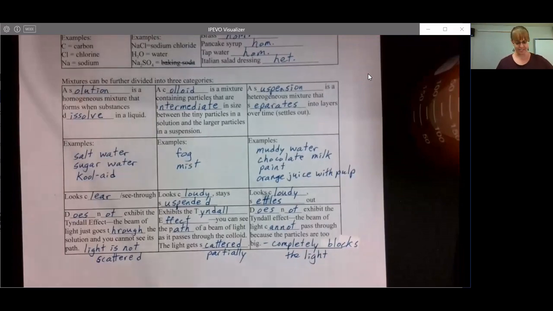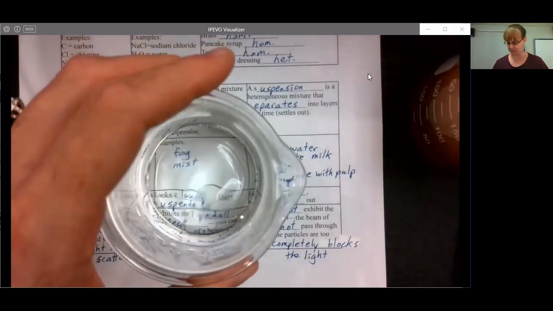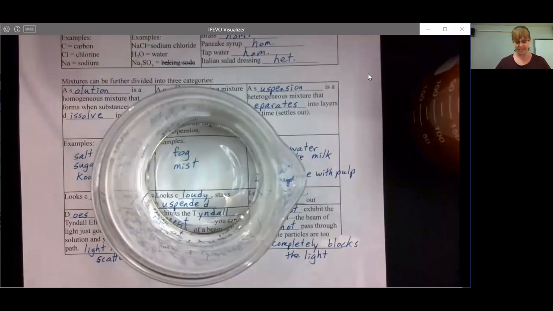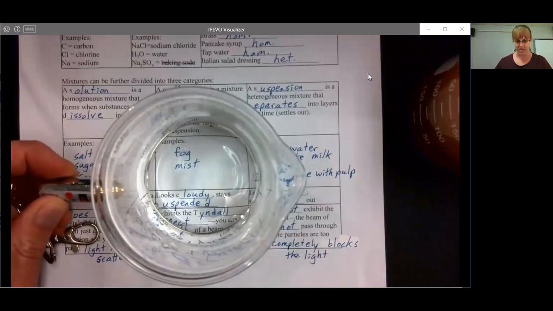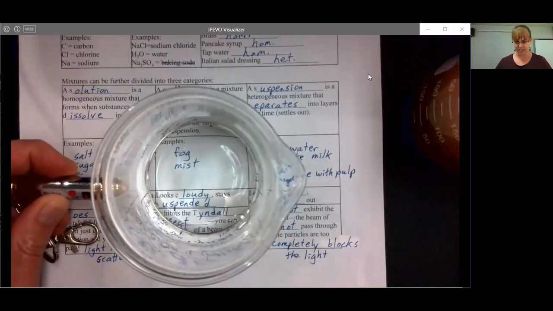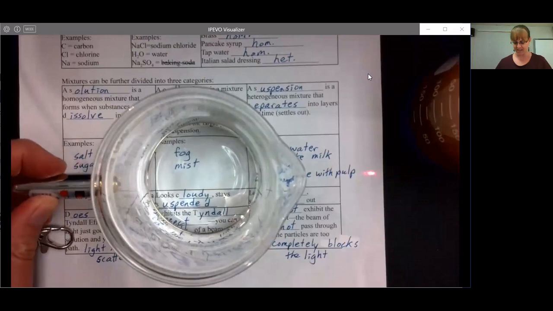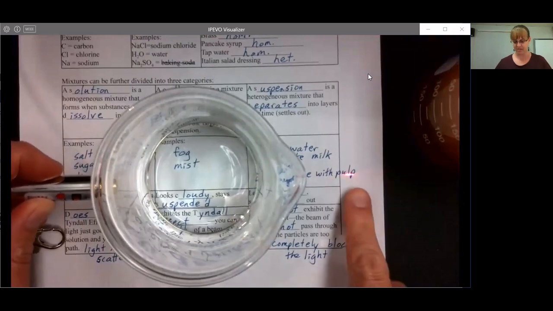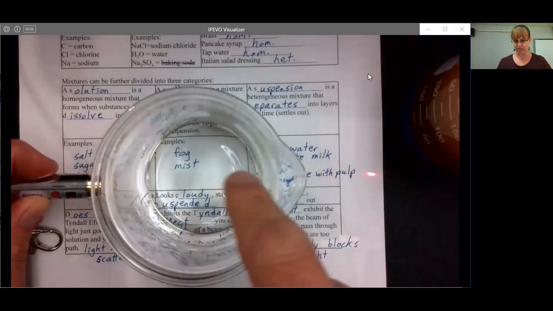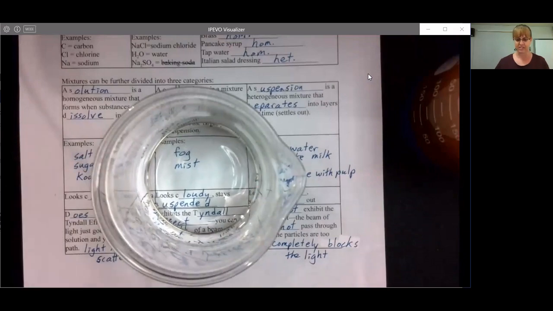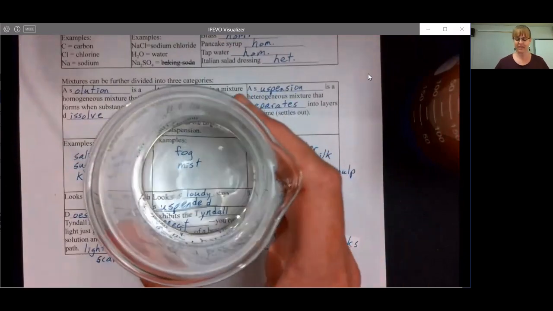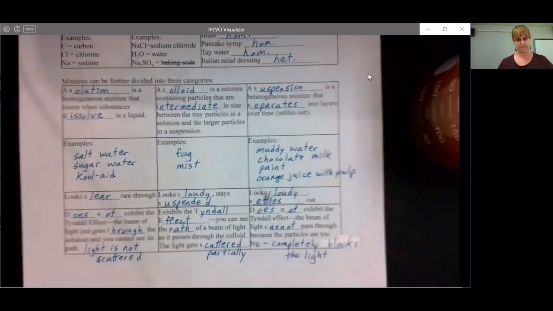So here's an example. This is some salt water, some salt dissolved in water, and this is a laser pointer. You can see the beam of light. But when you shine it through, you can't see the beam of light. You can see where it comes out the other side there, but you can't see the light going through the water. So the salt water is a solution.